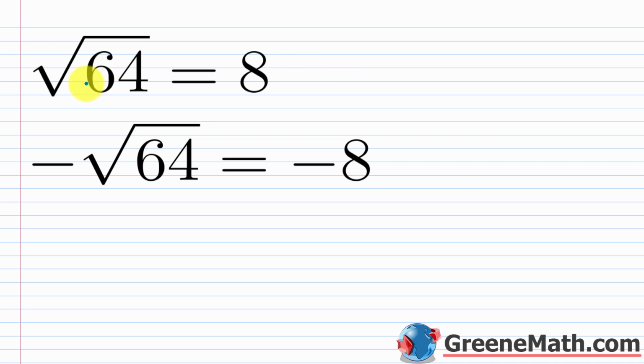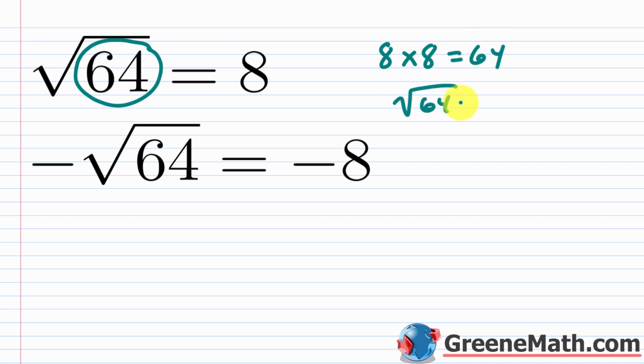When I ask for the square root of a number, remember there's 2 different notations. The first one is the principal or positive square root of, in this case, 64. I am asking for what positive number, when multiplied by itself, gives me this, what we call radicand, or number under the square root symbol. Since 8 times 8 is equal to 64, the square root of 64 is equal to 8. And again, this is the principal or positive square root.